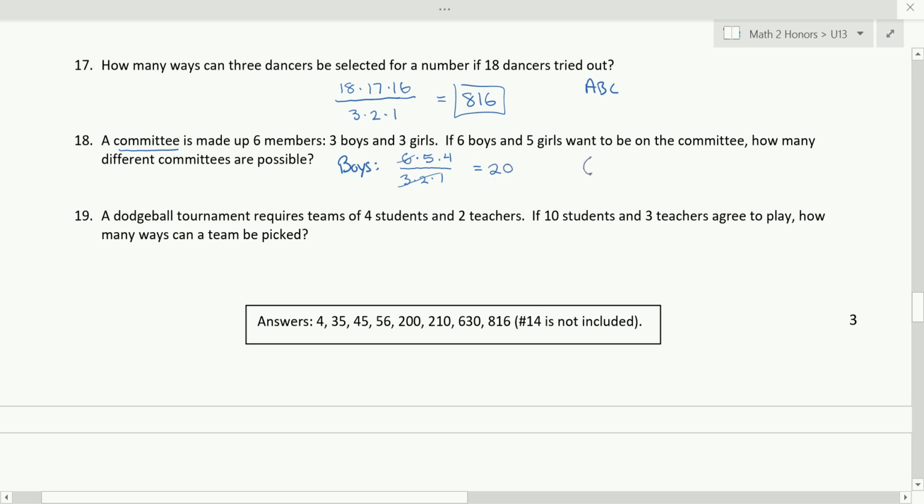Now let's think about the girls. There are 5 girls and I'm picking 3. So my first pick I have 5 choices. My second pick I have 4 choices. My third pick I have 3 choices. But it doesn't matter what order I pick them in. So I can rearrange those 3 people that I chose 3, 2, 1 ways. And so there are 10 different ways to choose girls. So what do you think the final answer is going to be? There's 20 ways to choose boys, 10 ways to choose girls. You're going to multiply the 20 and the 10 together, and you get 200 different committees.